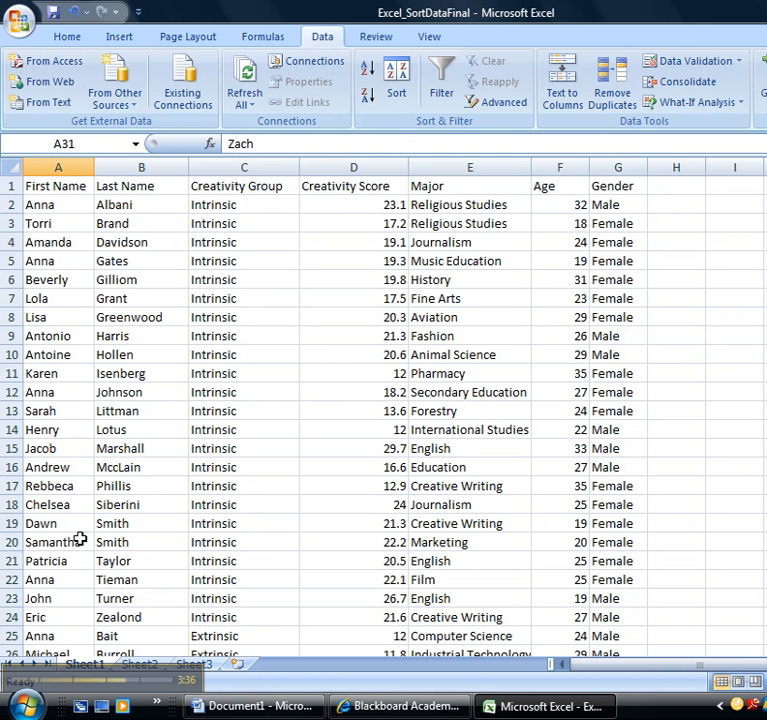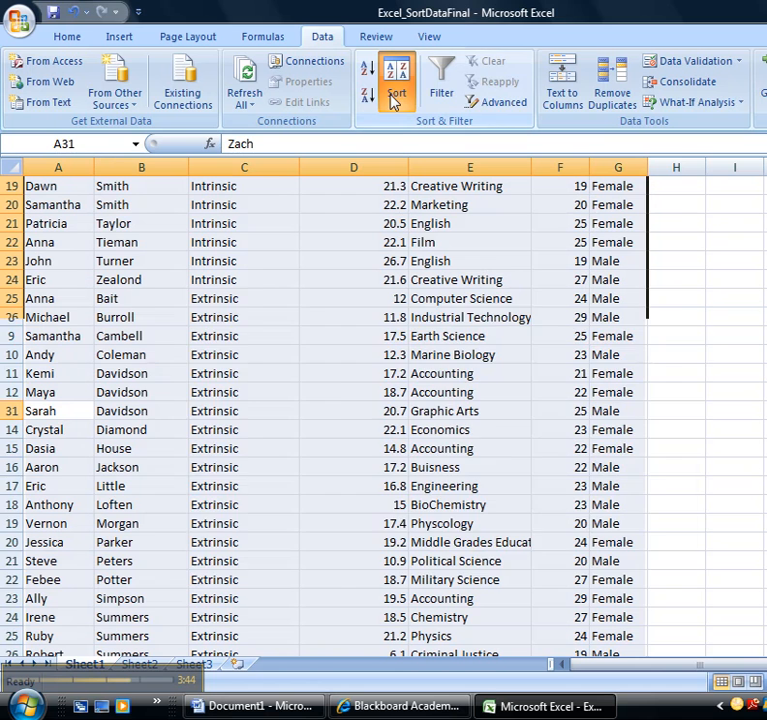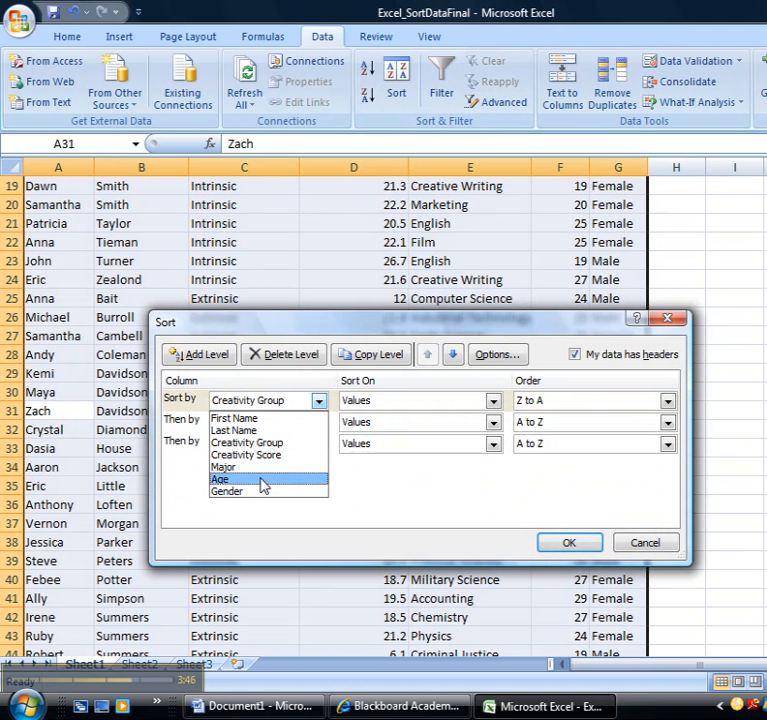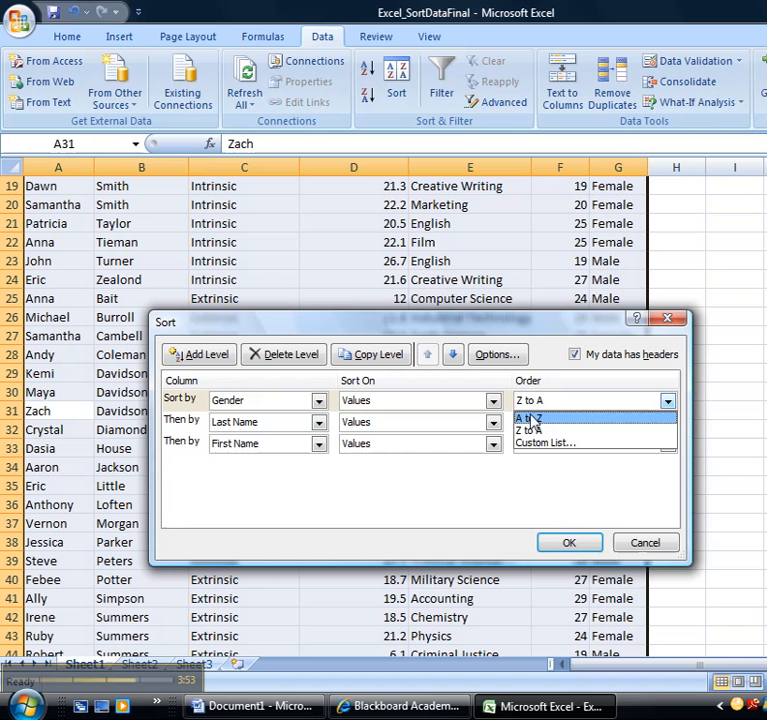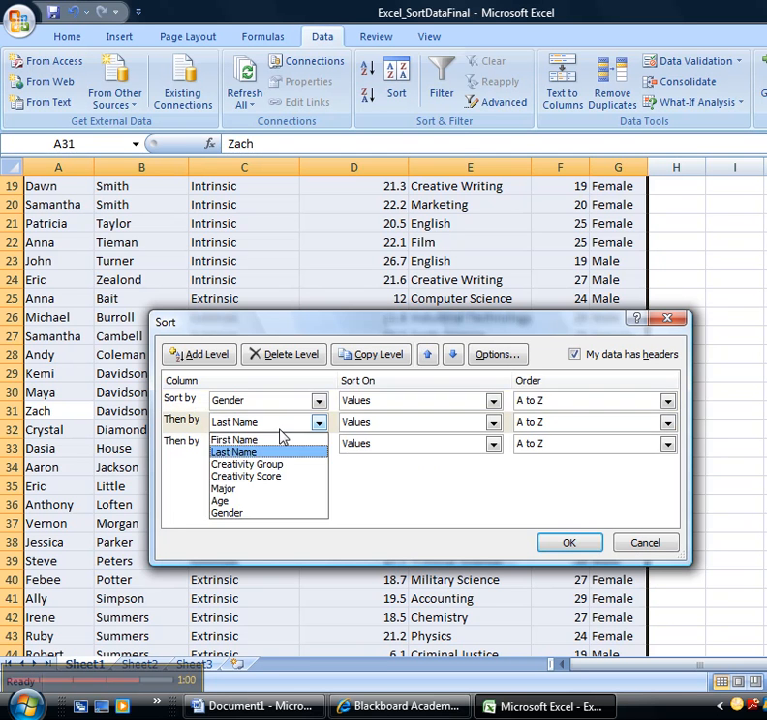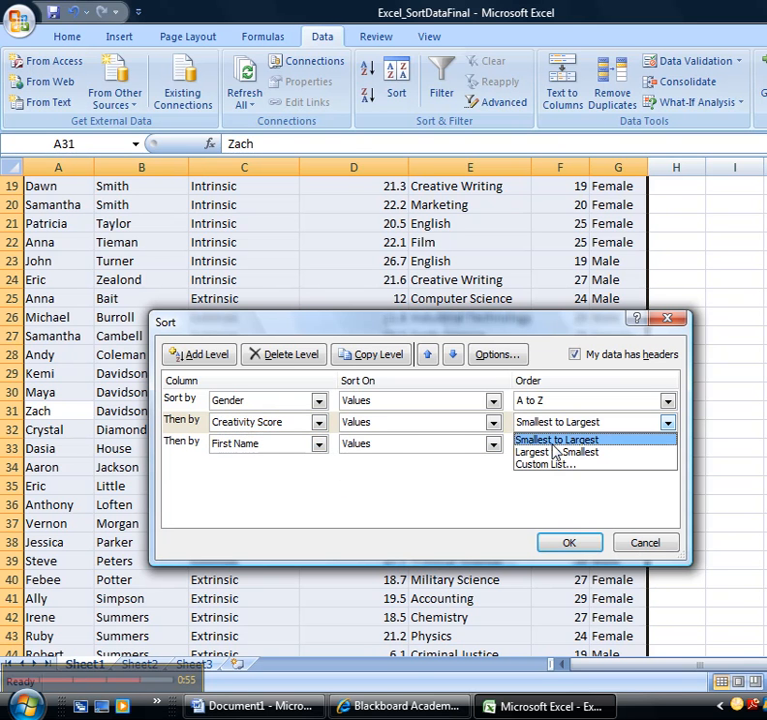Now I can do a few more examples that require multiple levels. I would like to see if there's any correlation between gender and creativity score. Click Sort by Gender. Next, Values, A to Z. This option would allow me to make the females come first or the males come first. Then by Creativity Score, Values, largest to smallest.